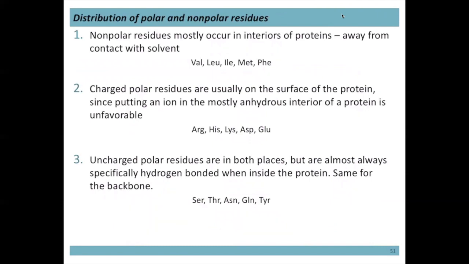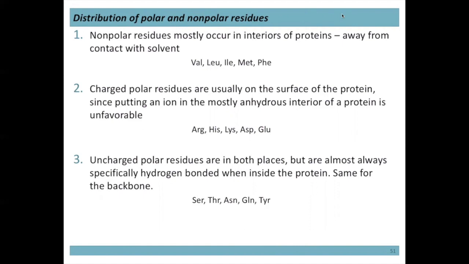So when they go and look at the distribution of where amino acids appear in these protein structures, you start to get some trends. So non-polar residues mostly occur in the interiors of proteins. So you don't have these greasy groups really on the surface of proteins. They tend to tuck themselves away from contact with water.